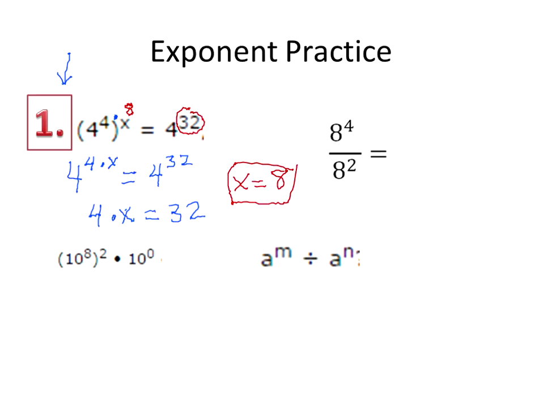All right, so remember here, whenever we are dividing, you're actually just going to subtract your exponents. So we have 8 to the 4 minus 2, which 4 minus 2 would be 2. So we have 8 squared. And a square means that we're going to multiply that base by itself 2 times. So we'd have 8 times 8, which is 64. So this answer would be 64, our final answer.